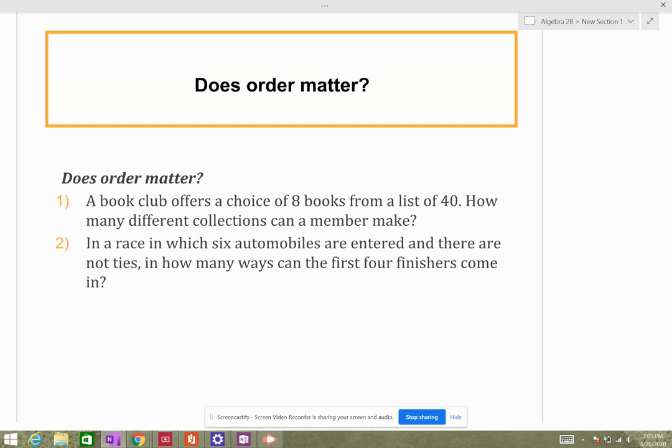Versus number 2, if I'm looking at how many ways the first 4 finishers can come in, if I have a first place, a second place, a third place, and then a fourth place, and I take the first place finisher and the fourth place finisher and I swap them, would that count as a different way that the finishers could come in? Absolutely. Order would matter in this one. All right.